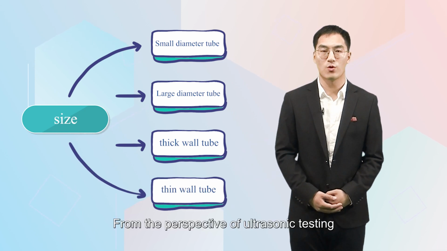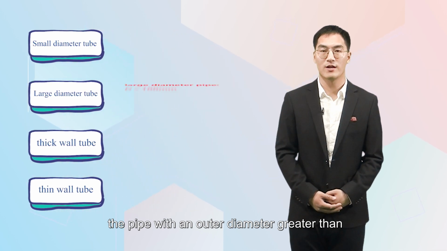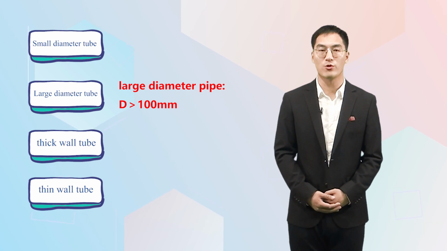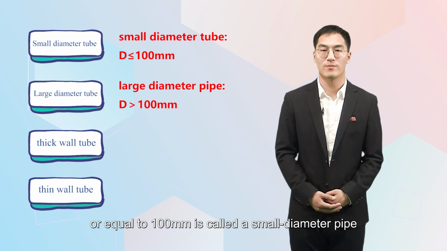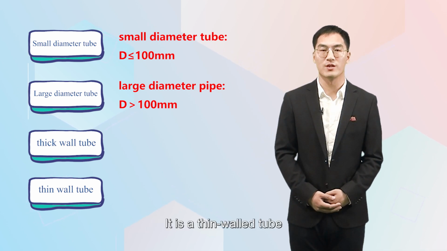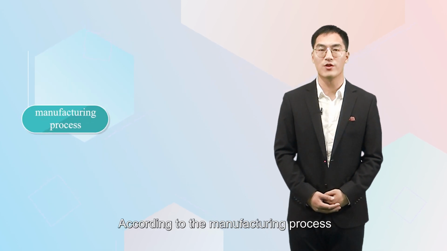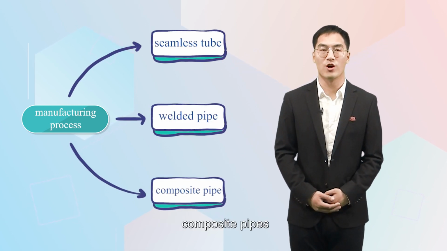From the perspective of ultrasonic testing, a pipe with an outer diameter greater than 100 mm is called a large diameter pipe, and a pipe with an outer diameter less than or equal to 100 mm is called a small diameter pipe. According to the manufacturing process, it can be divided into seamless pipes, welded pipes, composite pipes, etc.